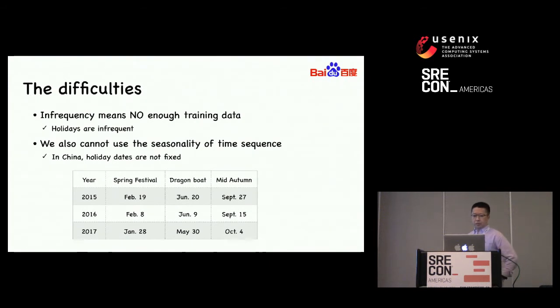And the second difficulty is some China-specific problems. In China, most holidays are based on the traditional Chinese calendar. So the result is the holiday dates are not fixed. I have some examples here. I list the three main holidays in China, the Spring Festival, the Dragon Boat and Mid-Autumn. These are the major holidays in China. And I list their dates in the last 3 years. You can see, in each year, they have different dates. So what's the influence of such non-fixed dates? That means we cannot even use the seasonality of the time sequence to accumulate some data.